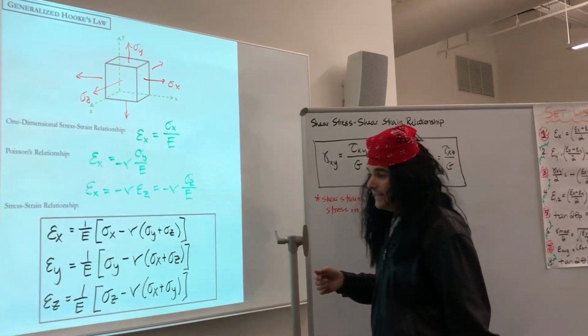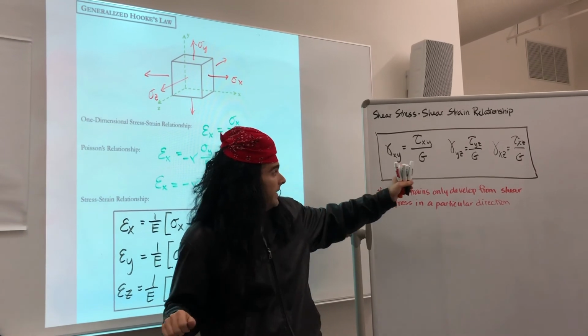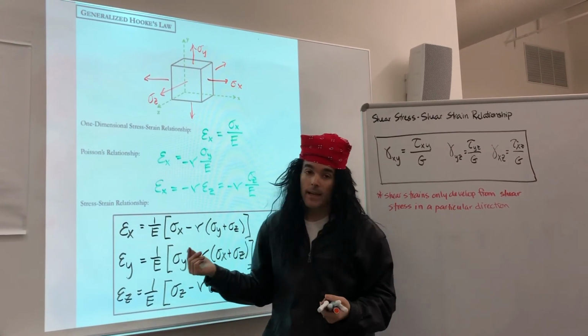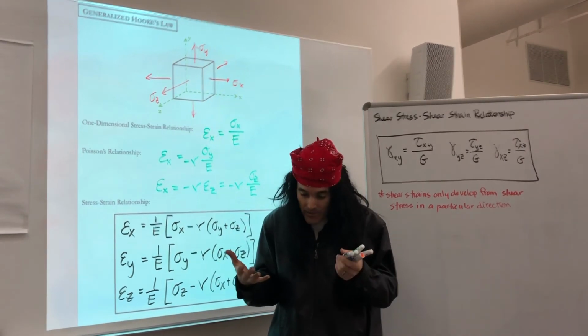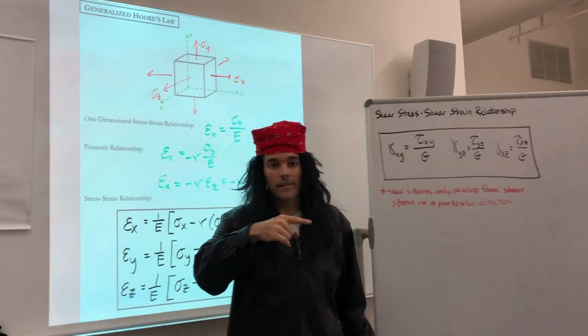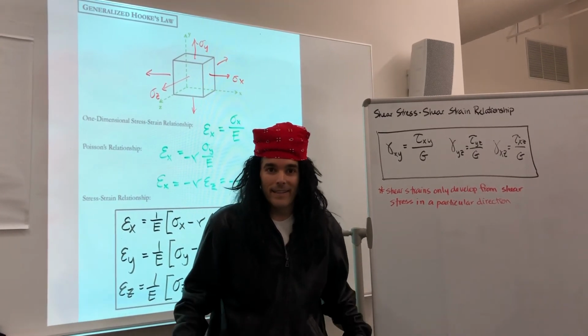All right, so that is basically the relationships for shear strain to shear stress and normal strain to normal stress. So it's important that we capture all of this, and we're going to use some of this in developing a failure theory, the von Mises failure criterion, in our next lesson.